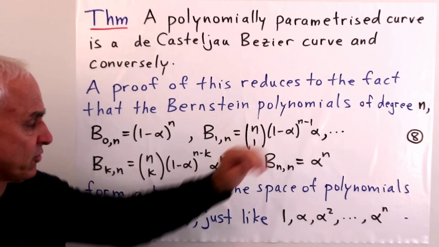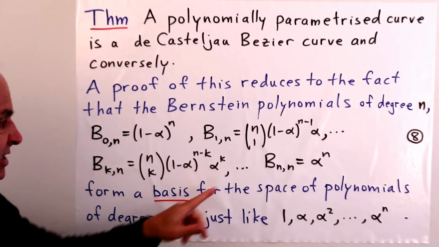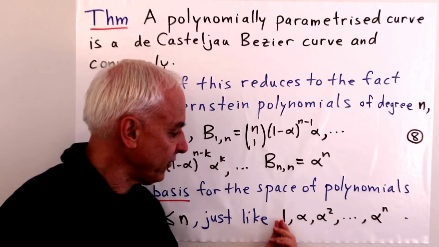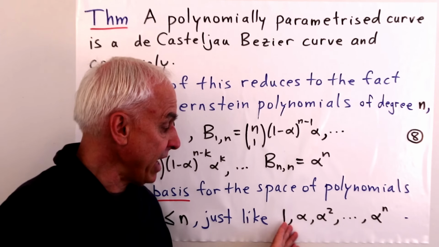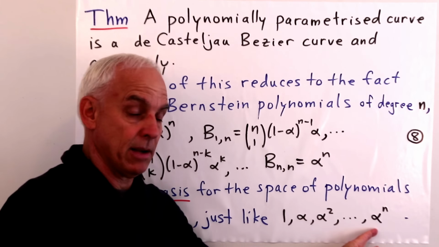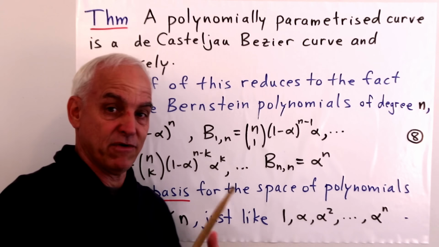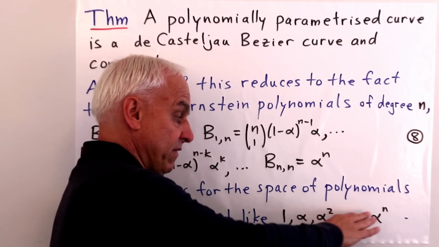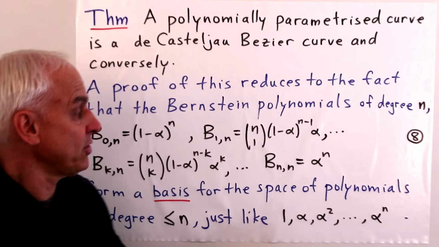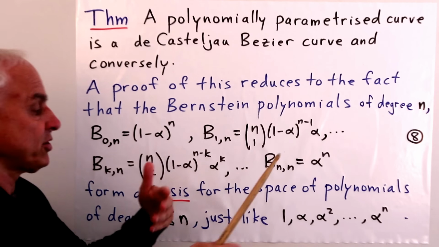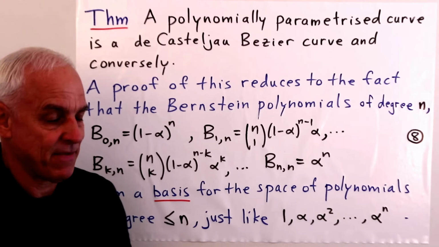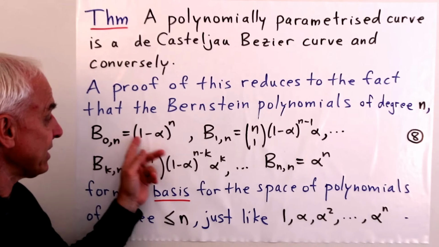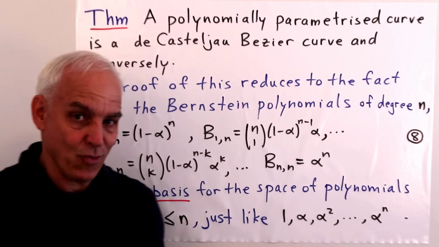These are the Bernstein polynomials of degree n, and it turns out that they are a basis for the space of polynomials of degree less than or equal to n. So polynomials of degree less than or equal to n are linear combinations of 1, alpha, alpha squared, up to alpha to the n. This is called a basis for that space because every element in the space can be written as a linear combination of these things in a unique way. And it turns out that the Bernstein polynomials are an alternate basis for the same space. They have that same property that every polynomial of degree less than or equal to n can be written as a linear combination of these in exactly one way.